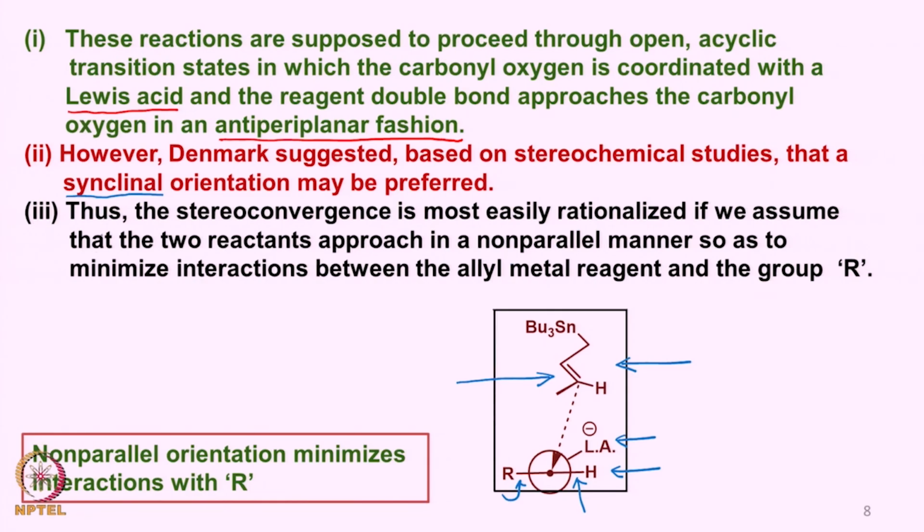Therefore it is in a non-parallel fashion that the reagent approaches. So what we can say is that stereoconvergence is easily rationalized if it is assumed that the two reactants approach in a non-parallel manner so that they minimize interactions. For example, this is going away from the backside and it is approaching the aldehyde and it is coming in a synclinal fashion. So there is not much interaction with the R group.